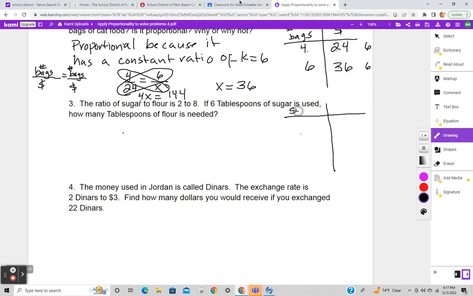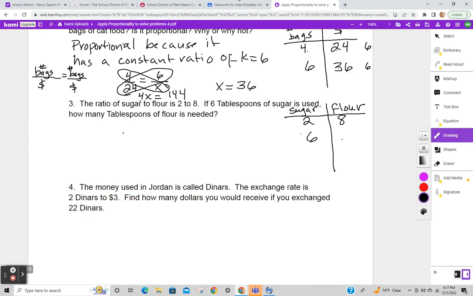We'll put sugar here and flour here. If we use 2 tablespoons of sugar, we'll have to use that with 8 cups of flour. So what if we use 6 tablespoons of sugar? How many cups of flour will we need?